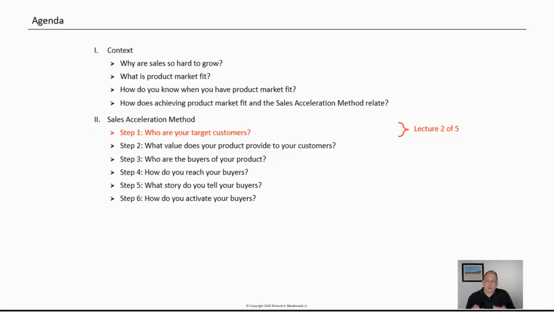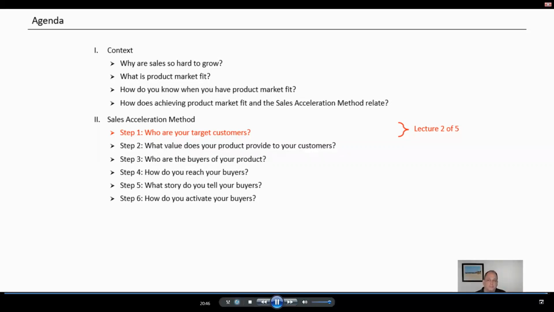So in our next lecture, we're going to be diving into the particulars of the sales acceleration method. And next time, we're going to talk about who are your target customers, how do you select them, and how do you make sure you're selecting the right target customers for your product.